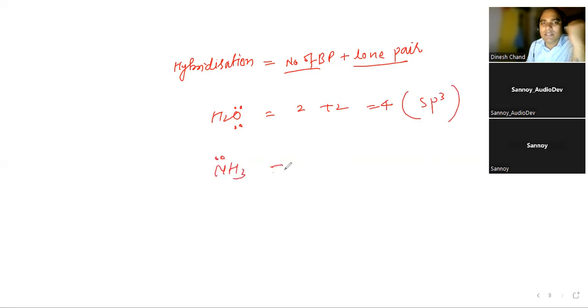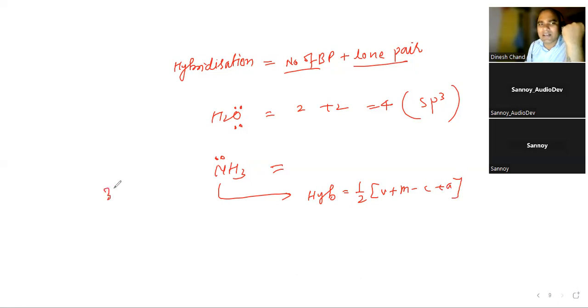Tell me, what is the hybridization of NH3? Both the rules you see, hybridization is equal to 1 by 2 in bracket B plus M minus C plus A. If you solve 23 or 30 years of papers, this problem must have come. Many problems come. They will give 4 compounds and ask the hybridization state.